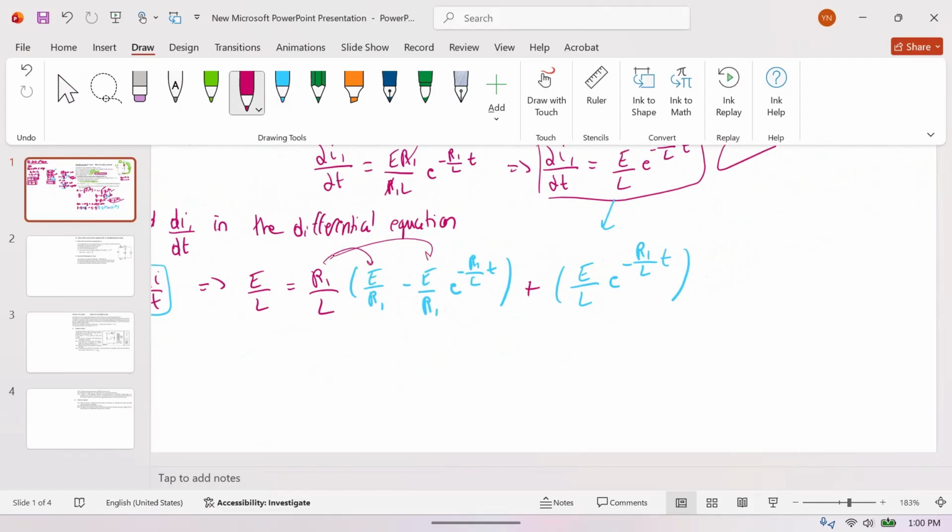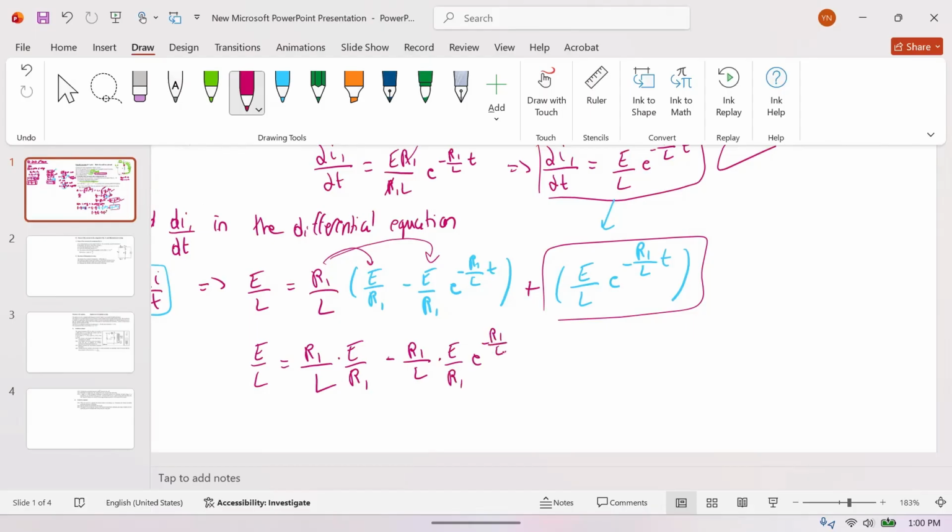I will expand. And for the second term here, I don't have anything before the parentheses, so I simply just remove the parentheses. So R1 over L times E over R1. This is the first multiplication. The second is R1 over L times E over R1, e to the minus R1 over L T, plus E over L, e to the minus R1 over L T. This just stays the same.